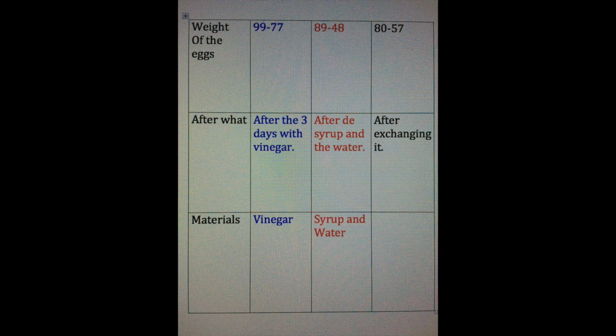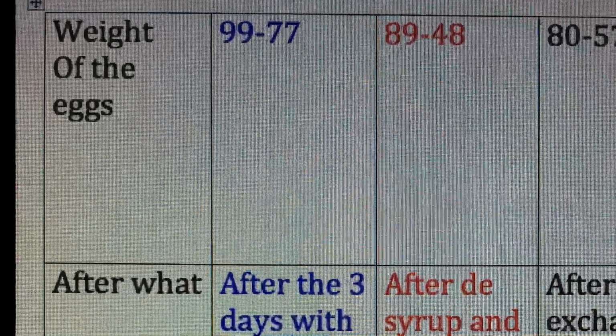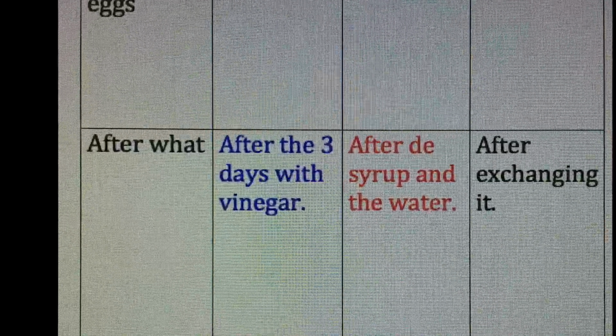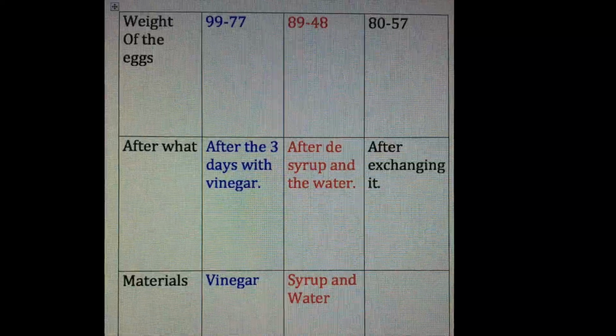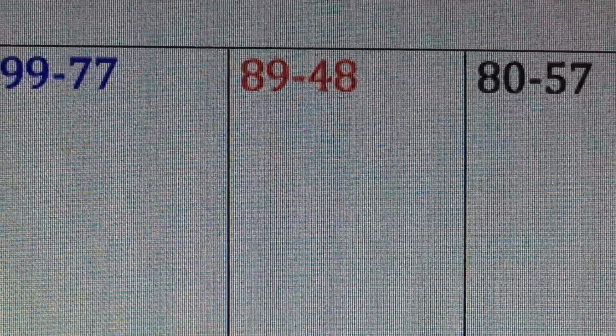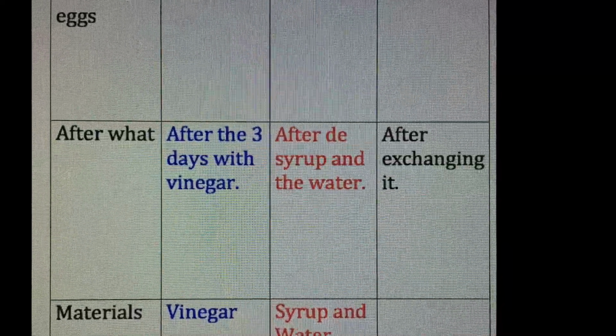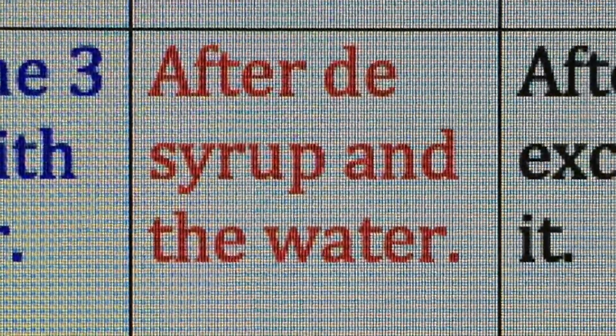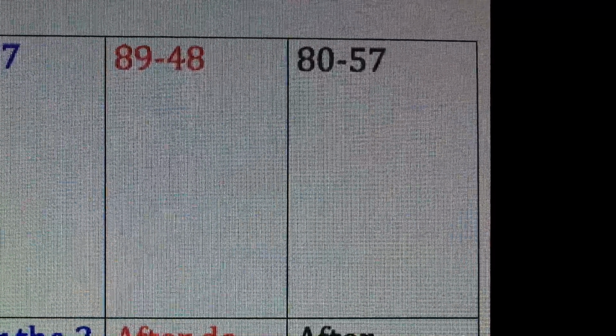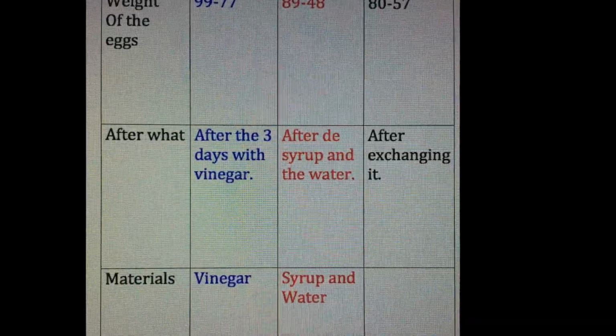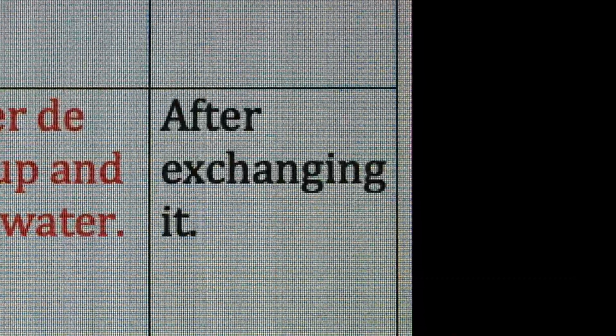So these were the weights of the eggs. 55 and 60 was what the eggs weighed before doing the experiment. 77 and 99 was the weight after 3 days in vinegar. 48 and 89 was what they weighed after the syrup and water. 57 and 80 was what they weighed after exchanging them.